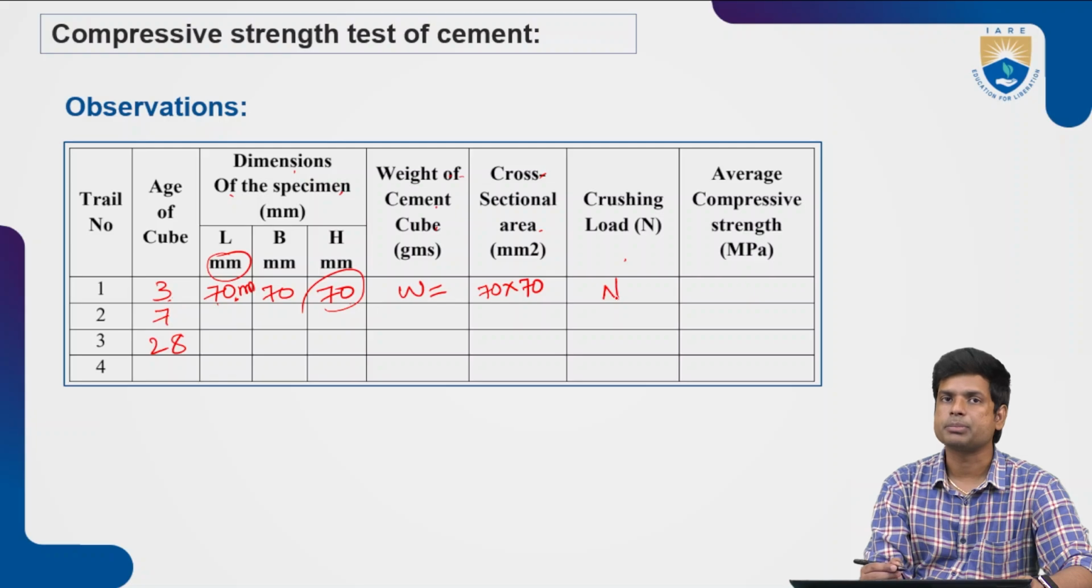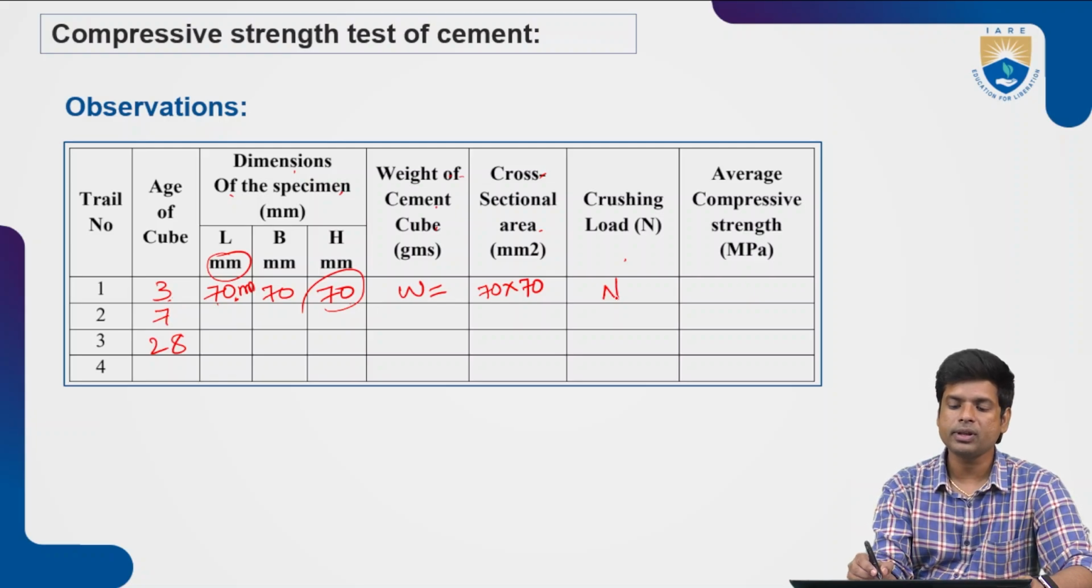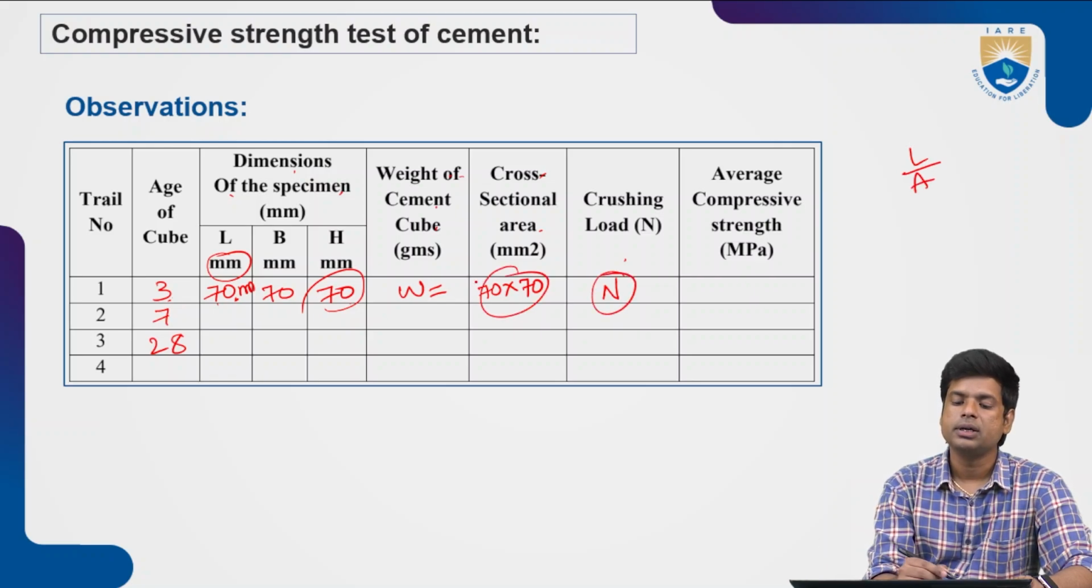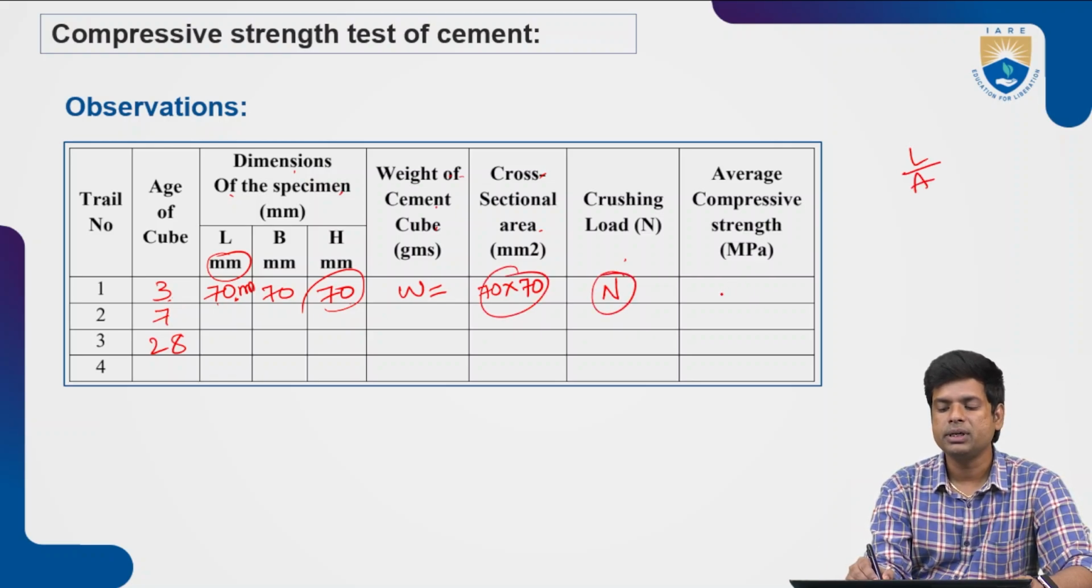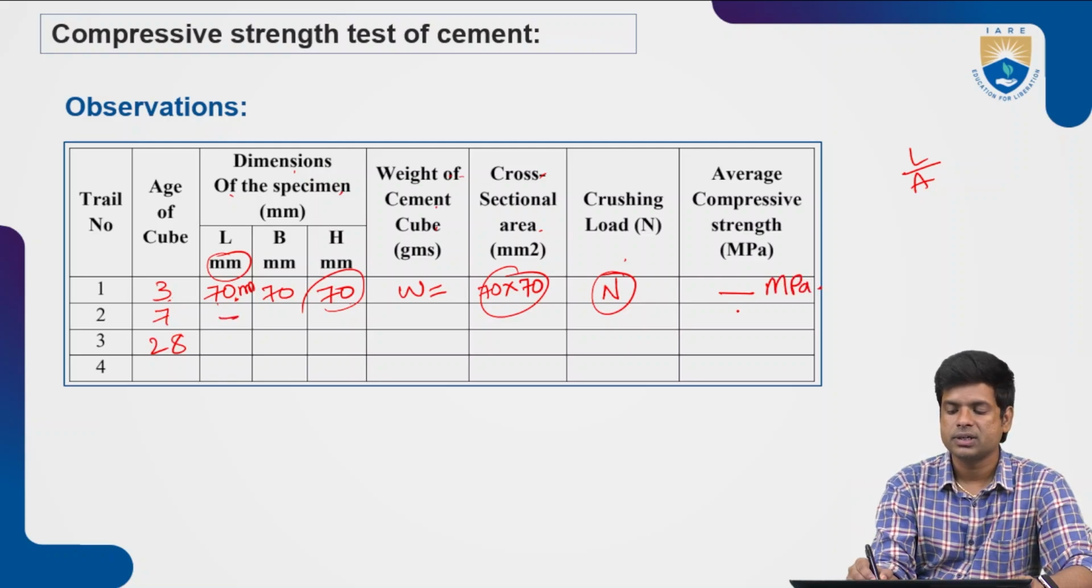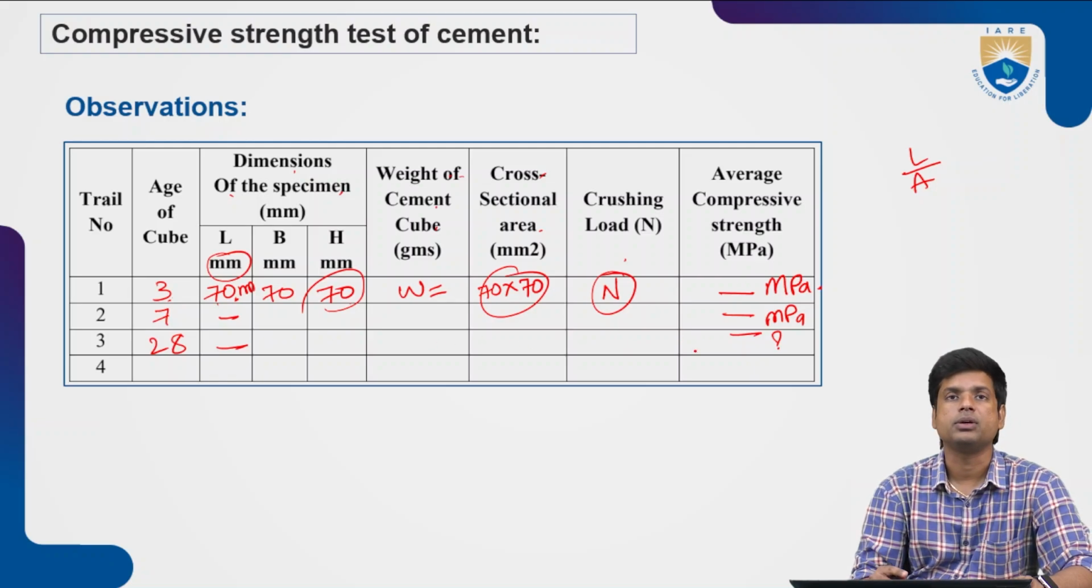Sorry, cement cube. And here by using the formula load by area, that means that this load will be taken and the area will be taken. So here you will be finding the compressive strength in megapascal, depending upon the age. For 7 days, what is the compressive strength? And for 28 days, compressive strength. So this is how the observation table will look like.